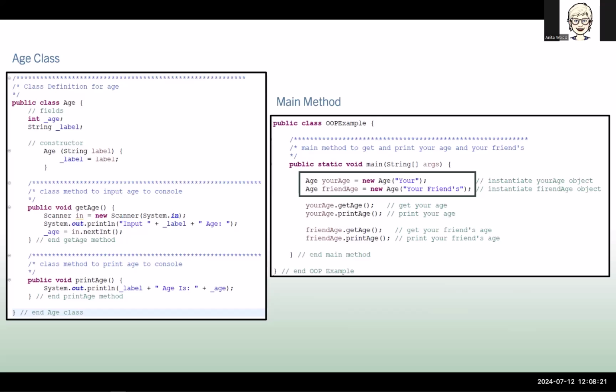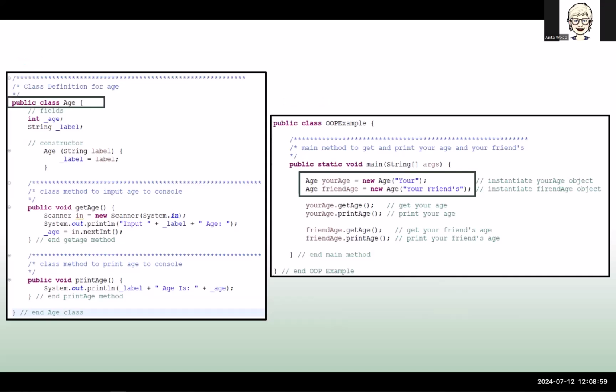Here is a more complete example with Java code using the same application we wrote earlier, getting and printing your age and your friend's age. This time, the code uses the object-oriented programming paradigm. Now, there's a file which defines the class Age and another which defines the main method which uses the Age class. The box in the code to the right shows the instantiation of the objects yourAge and friendAge in the main method.